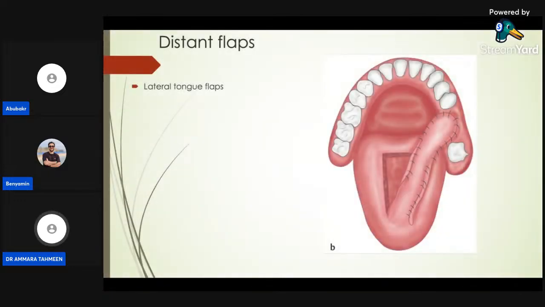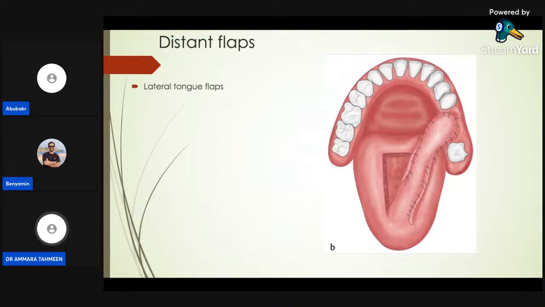So coming to the distant flaps, there are lateral tongue flaps. Usually these are used in traumatic cases of oroantral communication, such as zygomatic complex fractures which have created the defect, or excision of tumors, failure of sinus augmentation procedures, or failure of multiple implants in the maxillary posterior, which led to communication of the oral cavity with the sinus. So for the larger defects, usually the lateral tongue flaps are used.